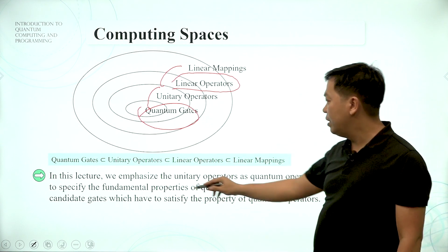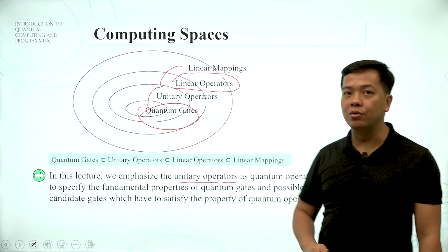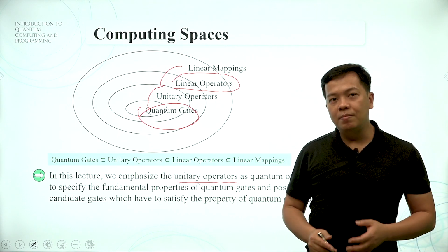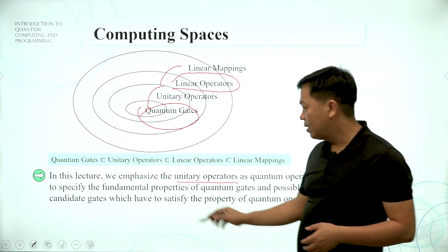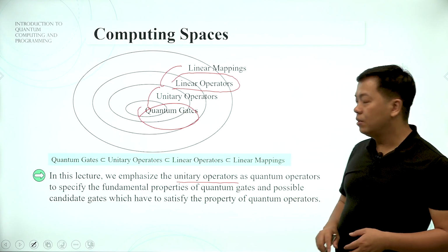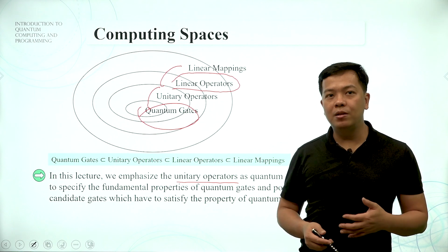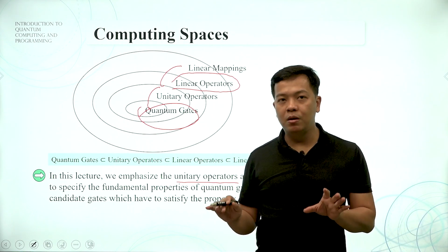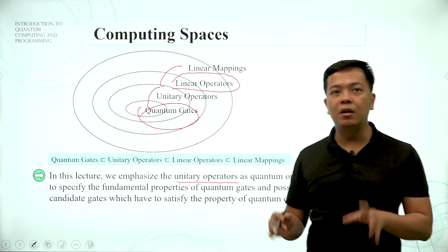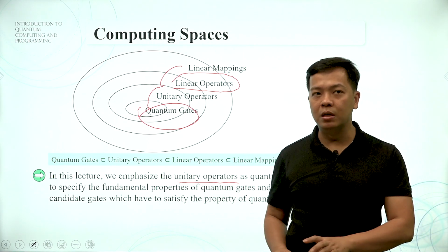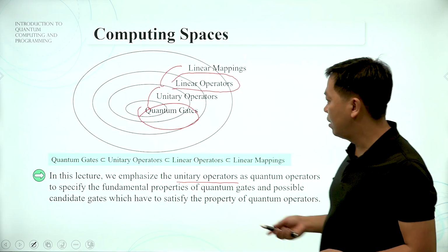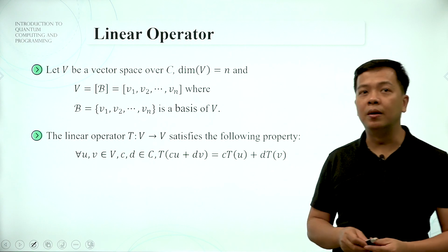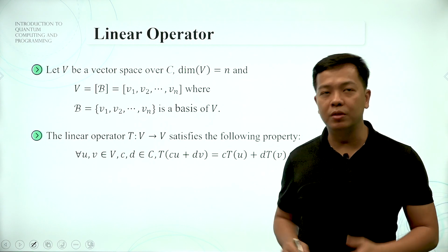The unitary operator we have mentioned in part 2, because this one specifies the fundamental properties for the quantum gate, so we can satisfy some of the properties for the quantum operator. This part includes a lot of mathematics, very important. I hope everyone can get the point. Okay, we will look at a simpler example.